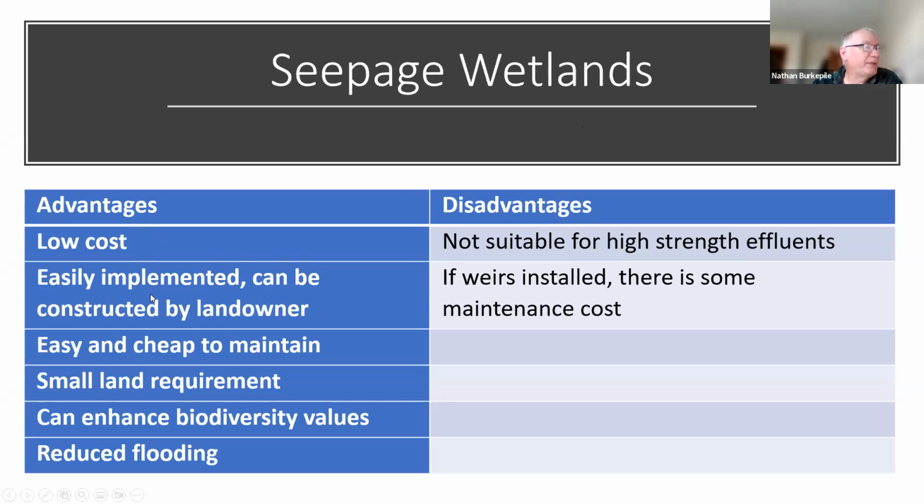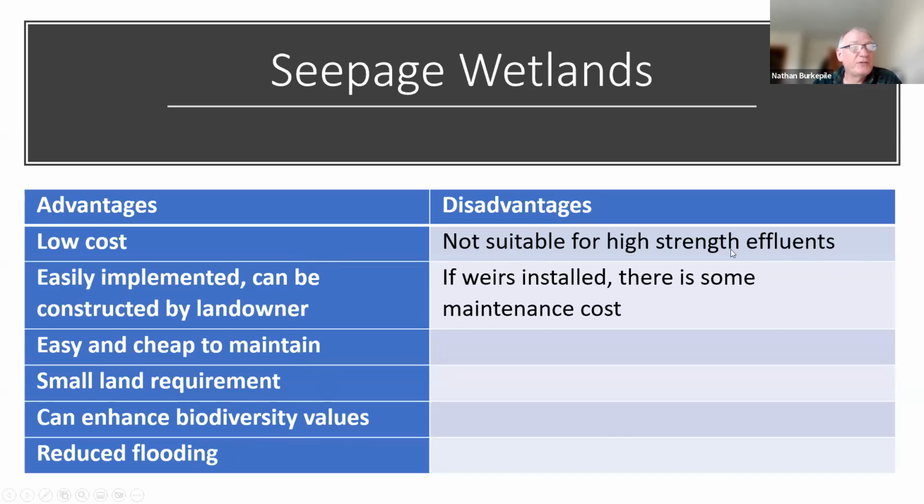They're easy to implement. You identify them, you can put a fence around it, any landowner can do it. They're easy and cheap to maintain. It's just a little bit of fence maintenance. They're basically small areas, but they do have some biodiversity values. We're finding that some of the tuna or eels, during the dry periods, will go up into these seepage wetlands and burrow into them and wait for a rainflow. And they slow water down coming off the landscape, which will reduce flooding.